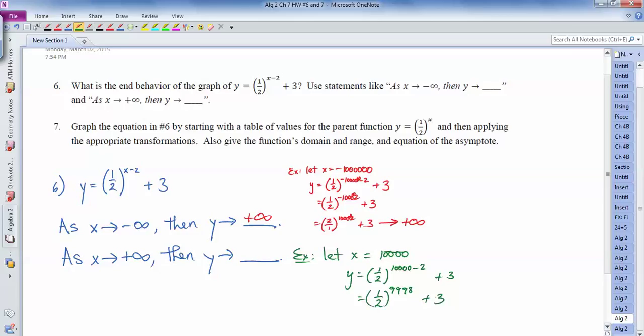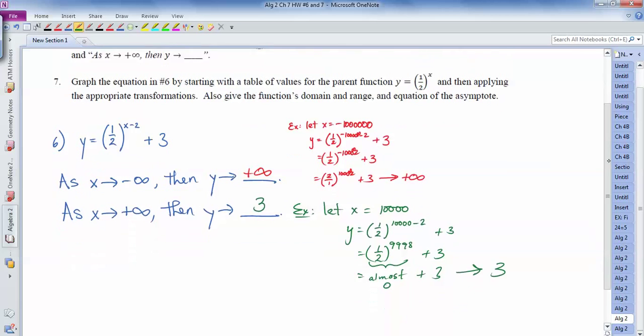Well, if you do 1/2 multiplied by another half, multiplied by another half, 9,998 times, this thing is going to be pretty small. It's going to be almost 0, and then plus 3. So this whole thing is just getting closer and closer to 3 the bigger x gets. So y turns into about 3. You can also think of it like this. If you just look at this part, when x gets really, really big, that 1/2 to the thing turns into 0. And then you've got plus 3. So it moves up 3.